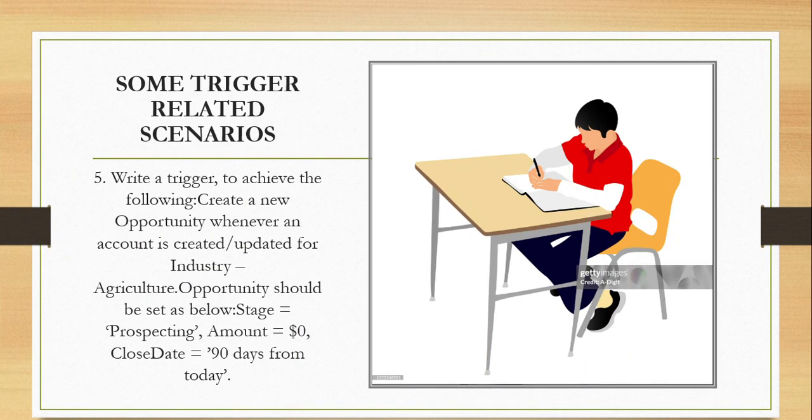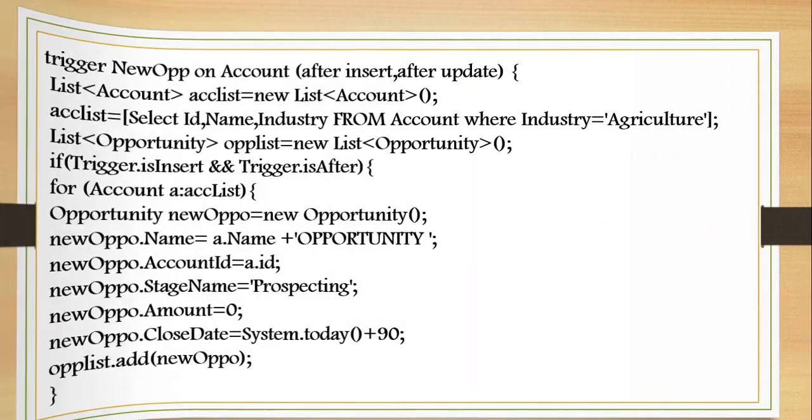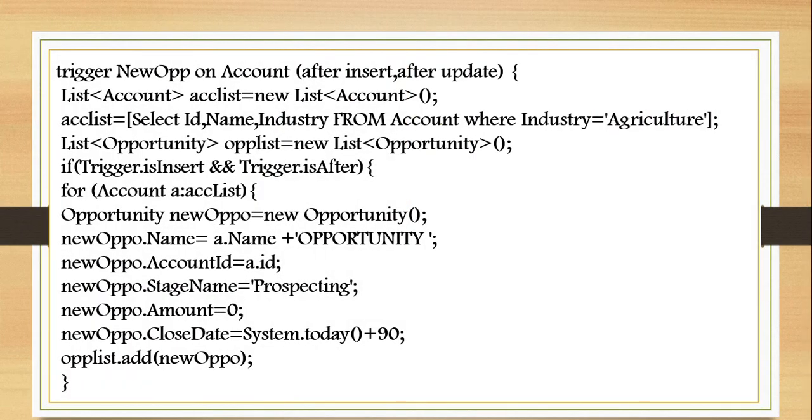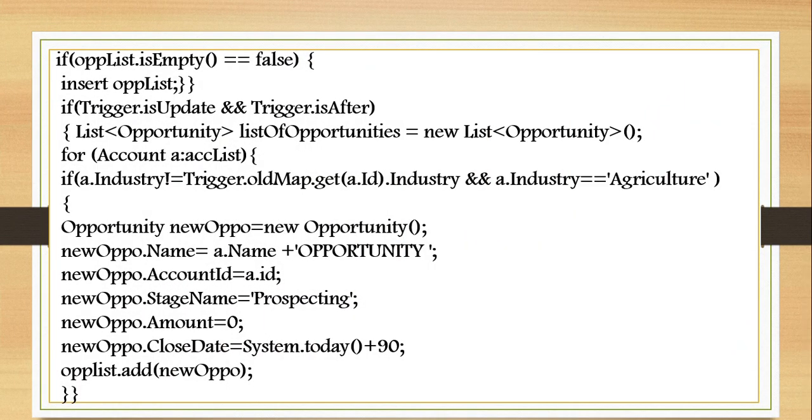Write a trigger to achieve the following: create a new opportunity when an account is created or updated for industry Agriculture. The opportunity should have stage Prospecting, amount 0, and close date 90 days from today. So here the trigger is for that. You can take a screenshot also and read it very carefully so that you are able to understand this. Moving to the next slide.